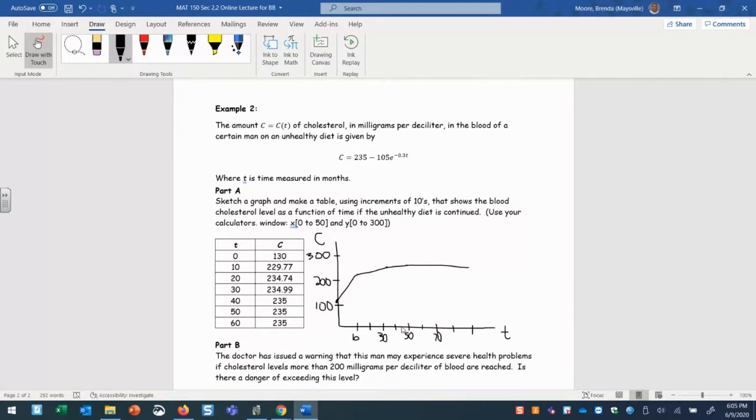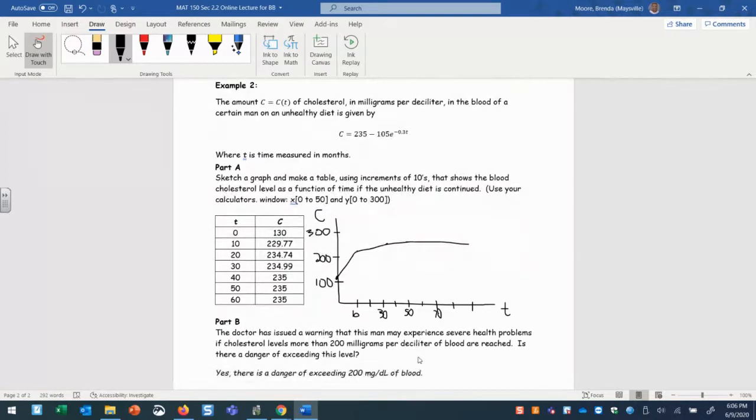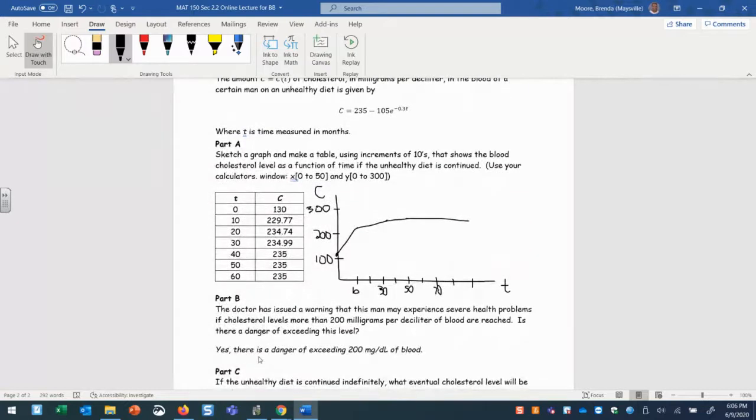Now let's answer part B. The doctor has issued a warning that this man may experience severe health problems if cholesterol levels of more than 200 milligrams per deciliter of blood are reached. Is there a danger of exceeding this level? The answer is yes. We see from this graph that the maximum value is 235. So remember to answer in a complete sentence: yes, there is a danger of exceeding 200 milligrams per deciliter of blood.